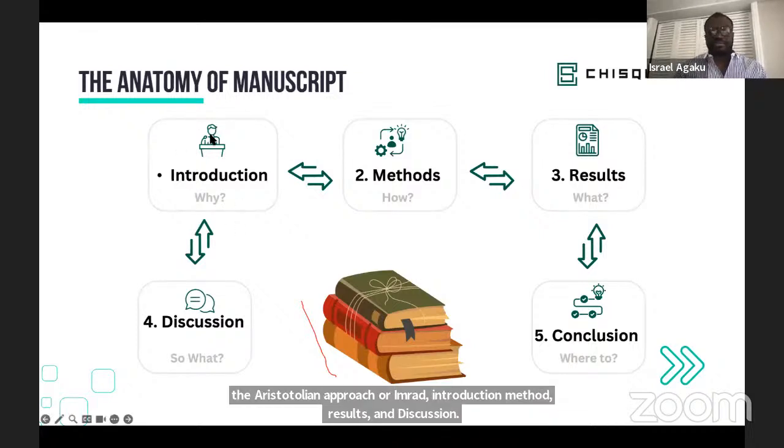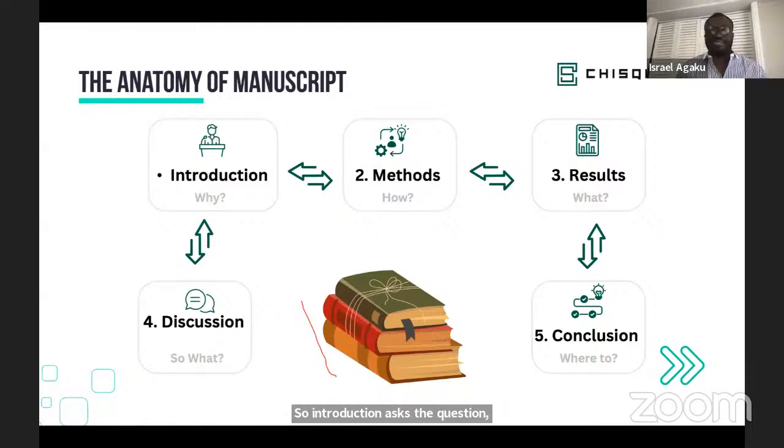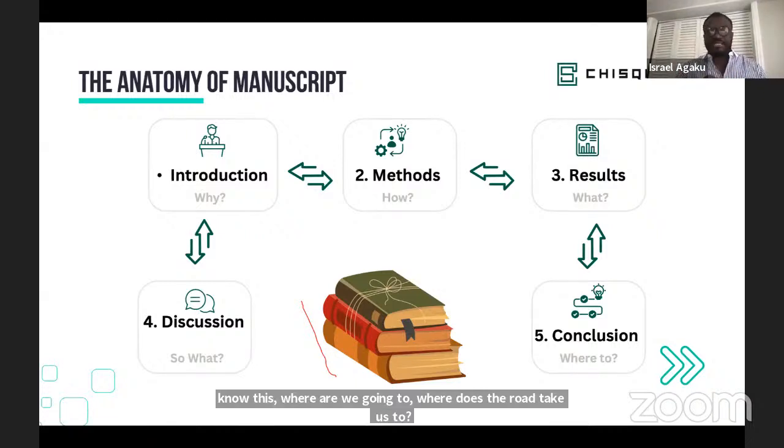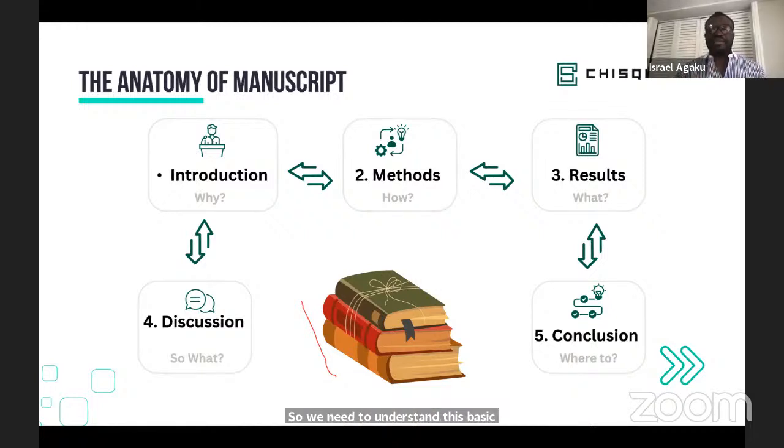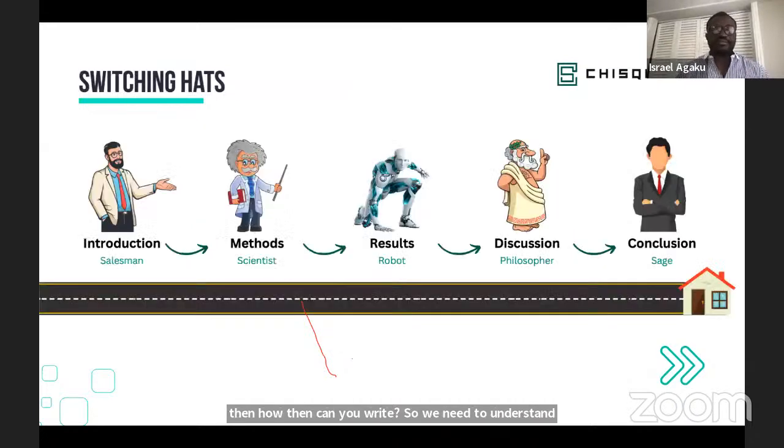So introduction asks the question, why? Like, why are we doing this? Methods ask the question, how? In other words, how was this done? Results answers the question, what? In other words, what did you find? And then discussion says, so what? All right, so you found this, so what? Like, why should we care? And then the conclusion says, all right, now that we know this, where are we going to? Where does the road take us to? So we need to understand these basic sections and the anatomy of a manuscript. If you don't understand what is supposed to be there, then how can you write? So we need to understand those different sections.